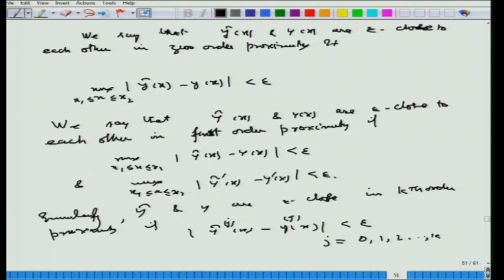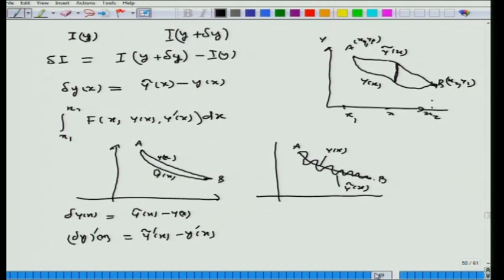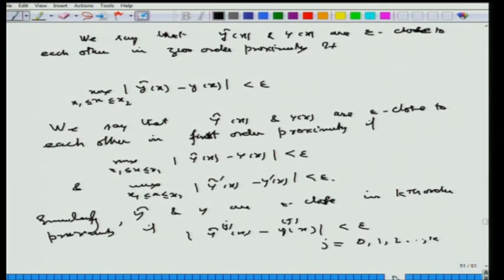So, see, these are only 0 order close, not first order, whereas this is first order close, first order proximity of these curves y and y tilde. Like this, we will be considering the various concepts of continuity and differentiability as we consider for functions. We will be defining the variations of functionals in the next lecture. Thank you very much for viewing this.